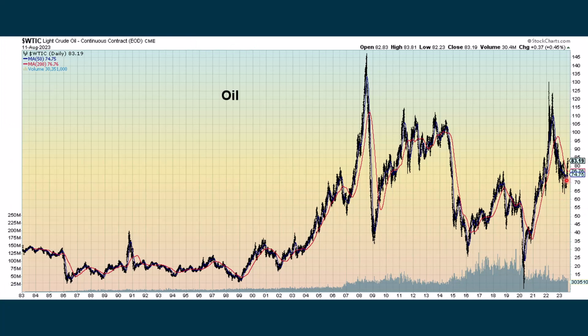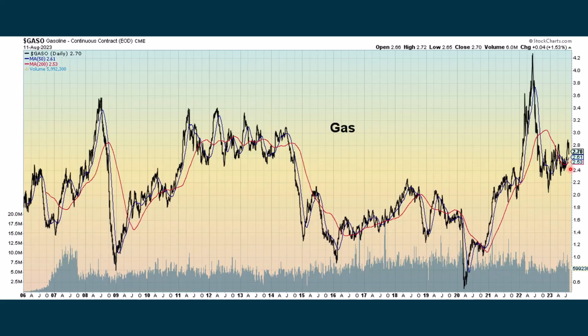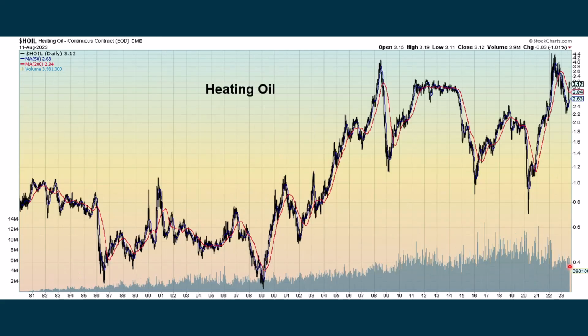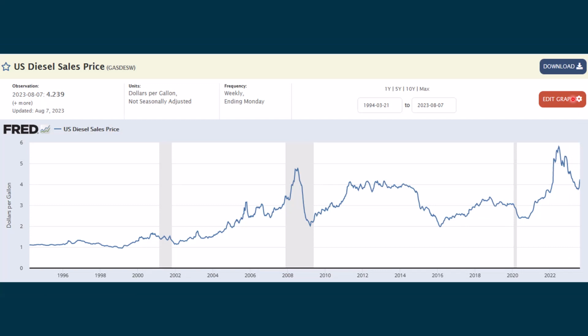Oil has been bouncing back up. We're not quite at a golden cross here yet, but we're getting above 83 for the price of oil. Then when we look at gas, it's also been coming up, and we did see a recent golden cross. Natural gas, still in an overall downtrend, even though it has bounced back up after taking a big fall. Heating oil is also in a downtrend, even though it's been bouncing back up lately. And then we look at diesel. It's also been coming back up, but still in a longer-term downtrend.